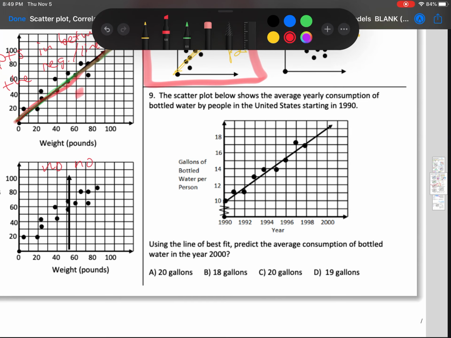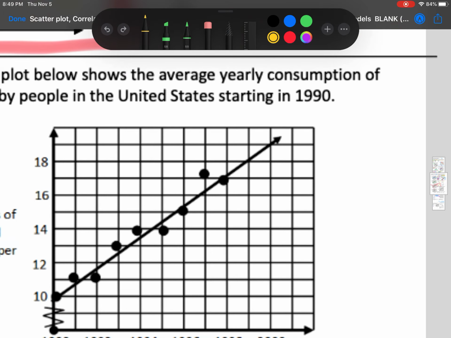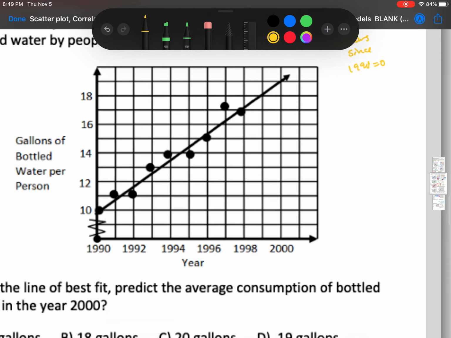Number 9. The scatter plot below shows the average yearly consumption of bottled water by people in the United States starting in 1990. Okay. So again, I want to put this out there. If you say years since 1990, we can start at 0. So what I'm trying to point out is that you could have had a graph that looked like this. 1990 plus is 4, 6, 8. And the reason why is that those numbers are easier to work with. That's all. Okay, don't forget you have the earthquake to show you that there's no numbers between 0 and 10.